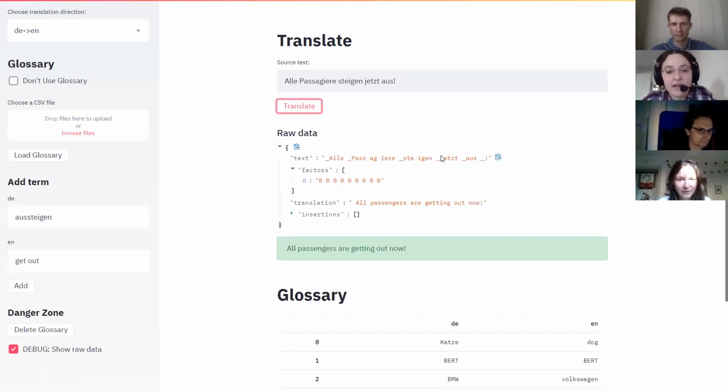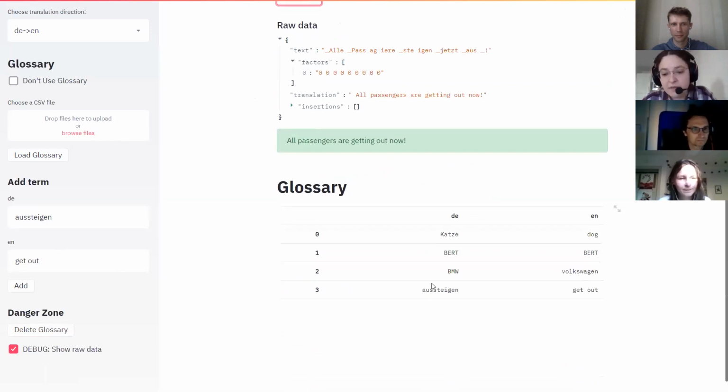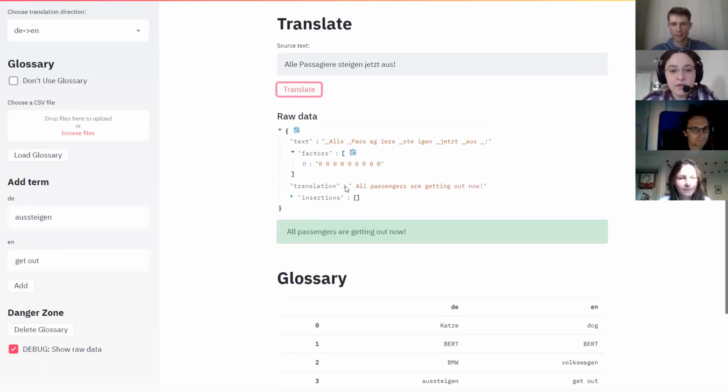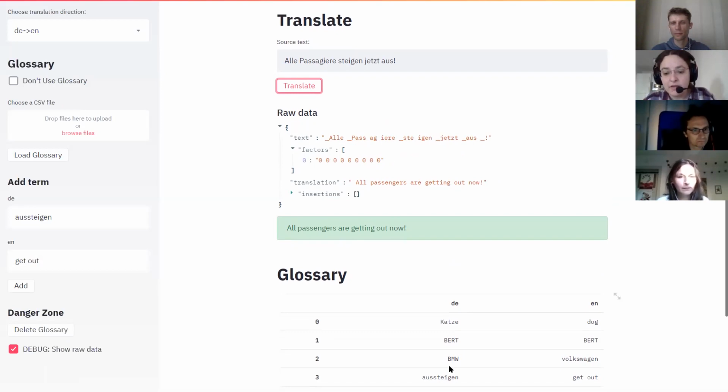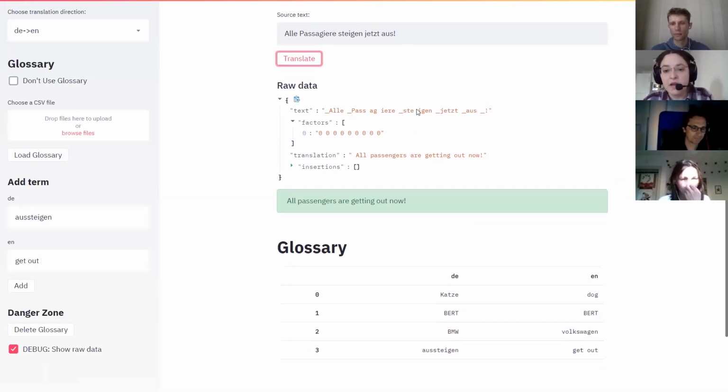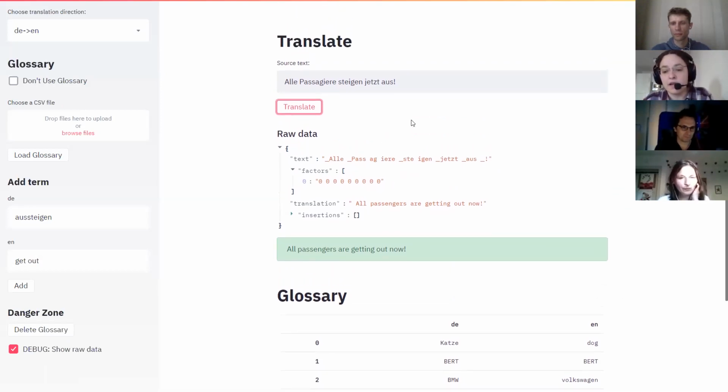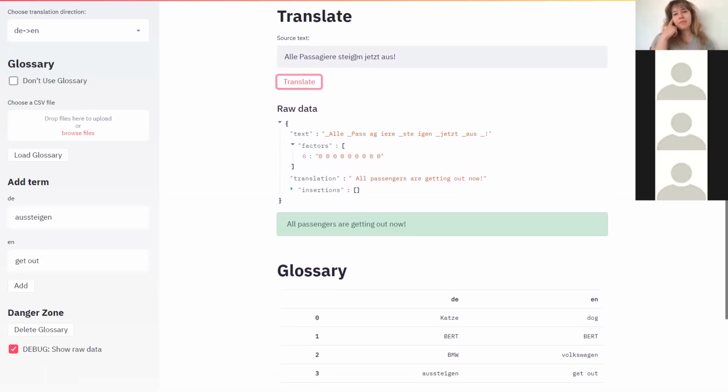So we can see, yeah, it didn't actually insert the term. I mean, it makes sense. How did you see this? So if you look at this, can you see it here? Yeah. Here I have the subword pieces. Yeah, steigen jetzt aus, and there's no get out inserted. And like I said, the problem is really coming from this term matching. When we lemmatize, we've lemmatized aussteigen, but we can't match that against steigen aus.